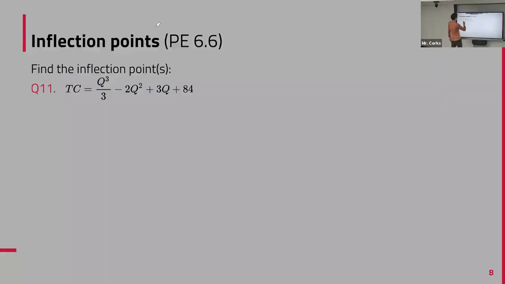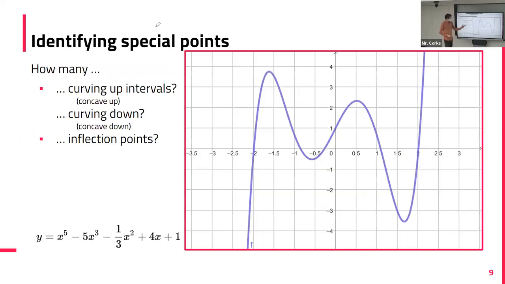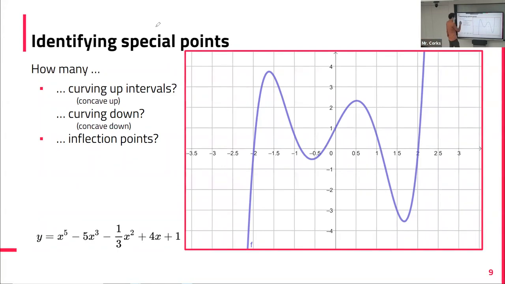All right, so let's do that again here. Same example I showed you last time, but just show me that you remember. How many curving up and down intervals and how many inflection points can you see here? All right, 2 up, 2 down, total 4. And then 3 inflection points. Tell me approximately where the inflection points are.